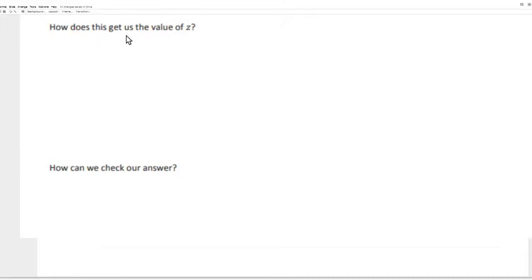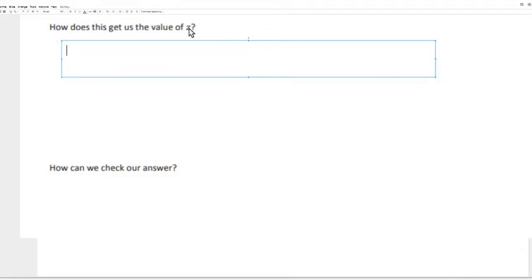It says, how does this get us the value of z? Well, using algebra, how did we get the value of z? Let's talk about what we did. First, we wrote out the equation. We just simply wrote the equation. Then we used the inverse operation of multiplication.